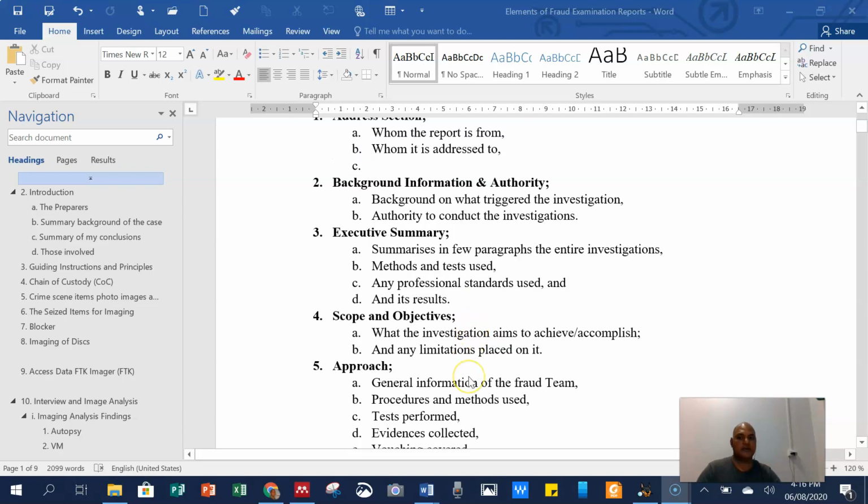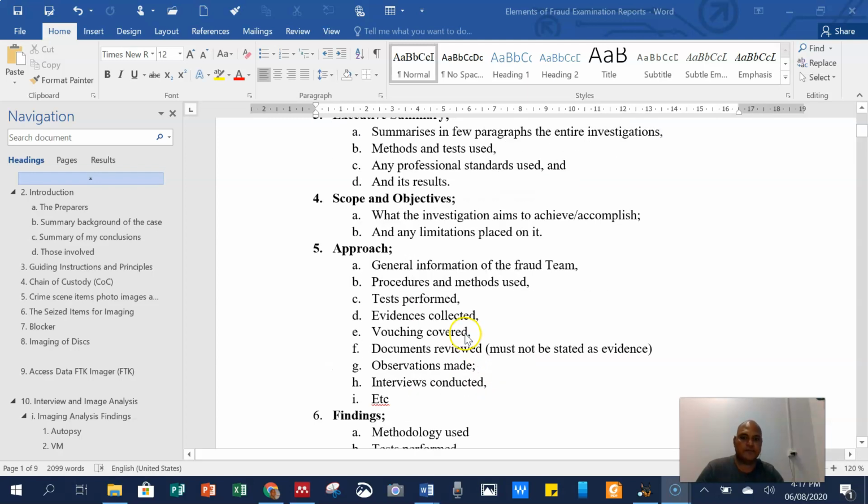Secondly, we can go on to talk about the scope and the objectives. What is the scope and what's the objective? What is the investigation going to achieve? So we probably snapshot the requirement of the TOR, or what it is for, and how you're going to gather all the information. As well, we can put in the limitations that have been involved in the process of planning as well as executing the investigation.